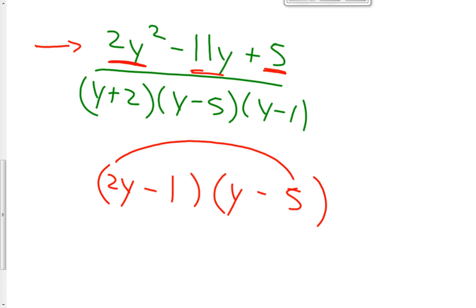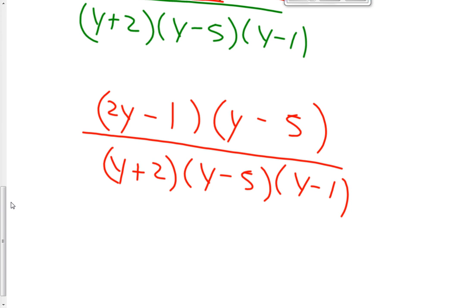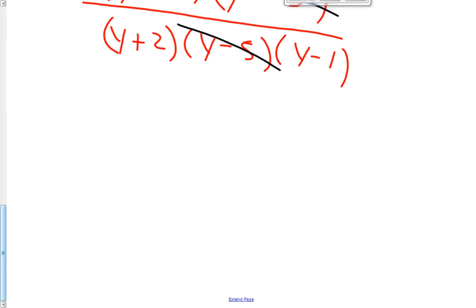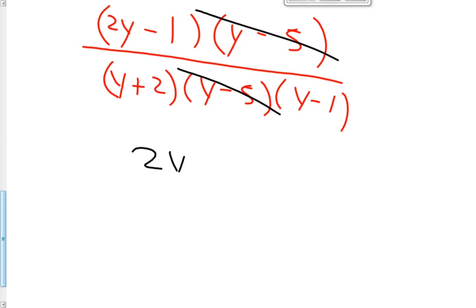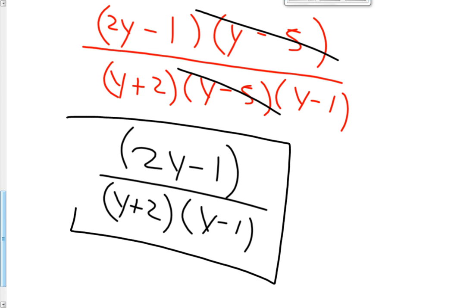So that's why I want you guys to be aware. Whenever you see a trinomial, see if you could factor that guy down. And here is our denominator of y plus 2 times y minus 5 times y minus 1. So what do you notice in the numerator and the denominator? Bam, bam, y minus 5's cancel. So in the numerator, you're left with 2y minus 1. And in the denominator, you have the two factors of y plus 2 times y minus 1. These are long problems. They take a lot of effort.